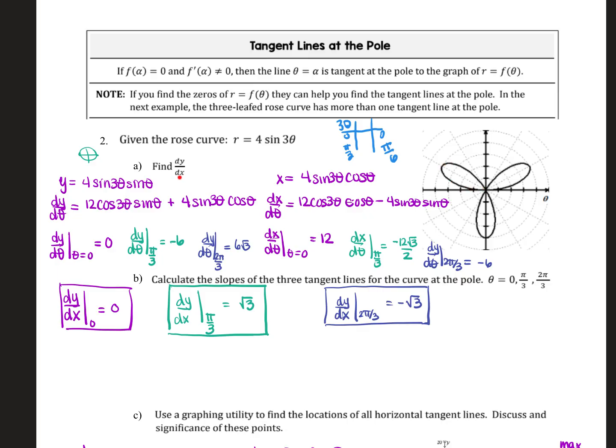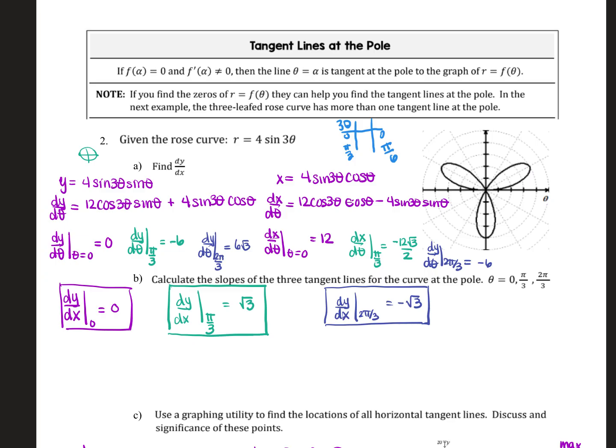So again, it wants us to find dy/dx. So I'm going to first find dy/dθ, and then find dx/dθ. And they want us to calculate these slopes at these different points. So I went ahead and calculated dy/dθ at 0, dy/dθ at pi over 3, and so forth, and then I just took the ratio. So dy/dx at theta equals 0 would be right here. And this is the one at pi over 3 and 2 pi over 3.